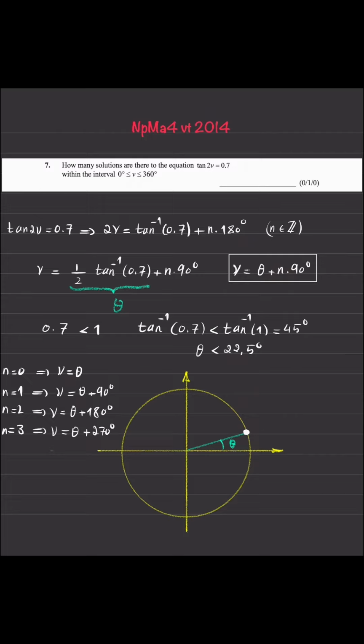If you want to draw them, this is the first one, nu equals theta, and then I go 90 degrees more. I will get this angle, which is nu equals theta plus 90 degrees. If I go 180 degrees more, I will end up here, which is theta plus 180 degrees. And if I go 270 degrees more, I will get an angle in the fourth quadrant, which is theta plus 270 degrees. So the answer that I have to write here is simply 4.